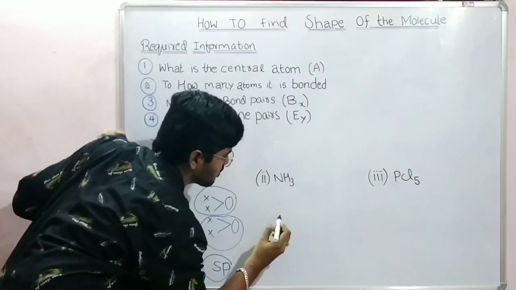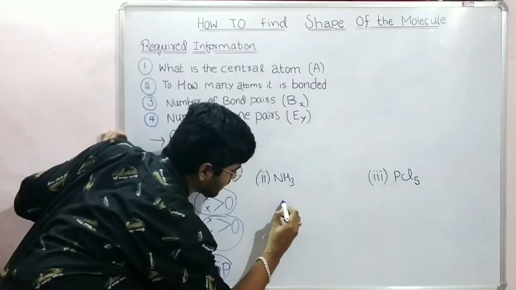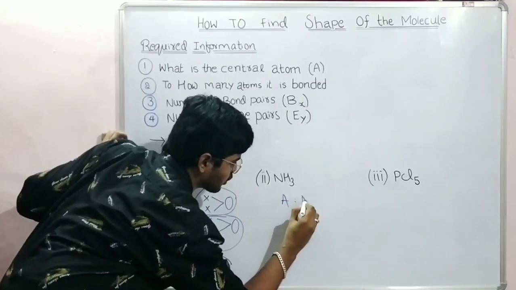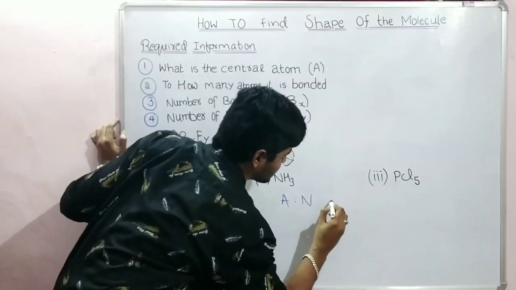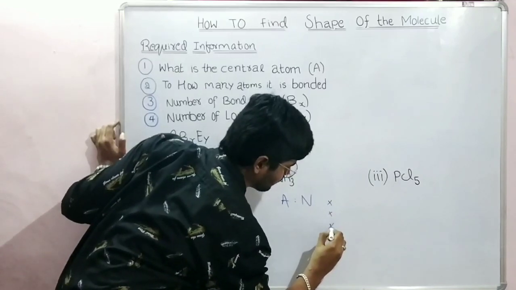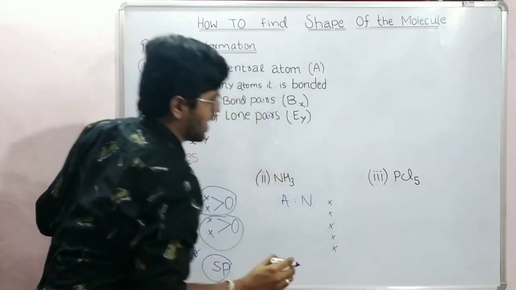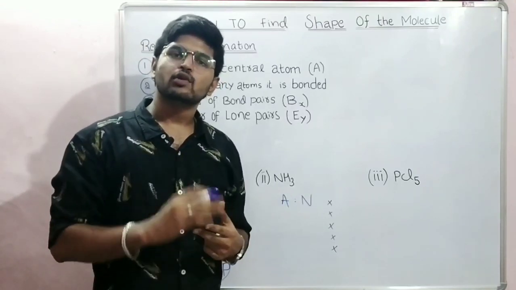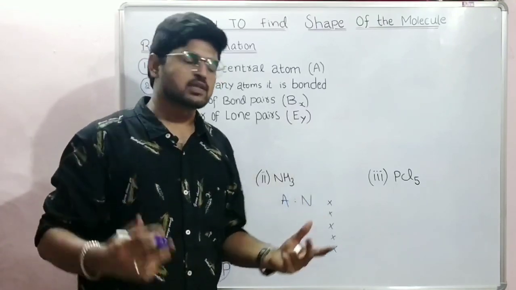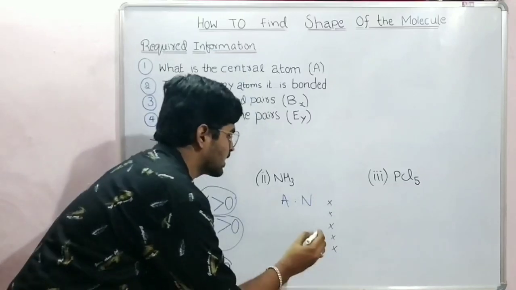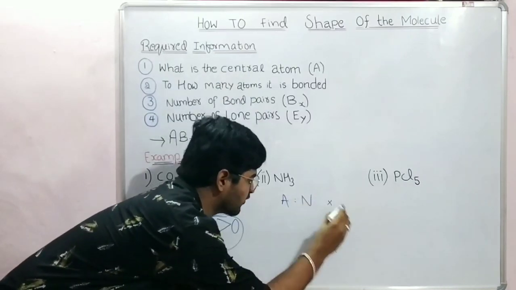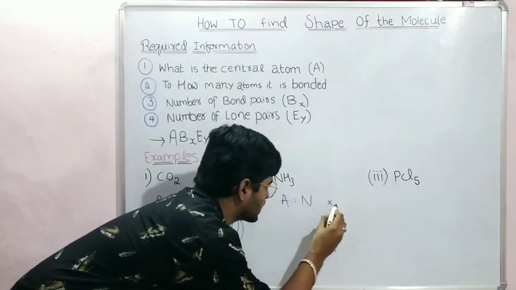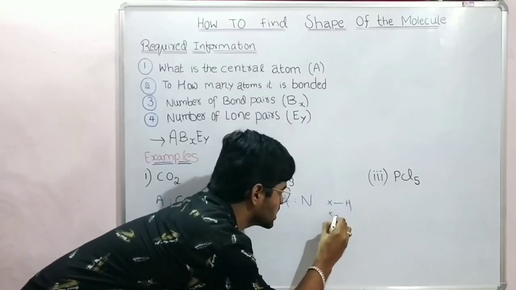And the second example is NH3. In the ammonia NH3 molecule, the central atom is nitrogen, and we know that nitrogen's valency is 5. You all know that valency is the capacity of an atom to form bonds with other atoms. So 5 electrons are there in the nitrogen atom to form bonds with other atoms. Here the other atoms are 3 hydrogens.